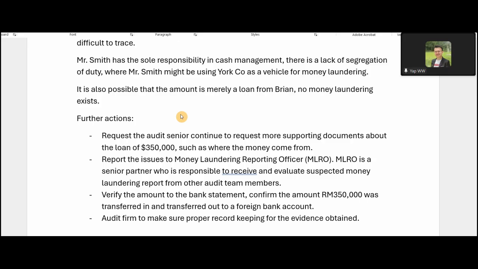Yeah, give training to the team members also can. You can write that point because in this case, the audit senior seems like doesn't know that this is a money laundering offense. So the audit firm should give more training to the audit team members so that they could be aware this is a money laundering offense in the next audit. Yeah, I didn't write that point. You may add on for me, in which the audit firm should give more training to the audit team members. That will be one of the further actions as well.